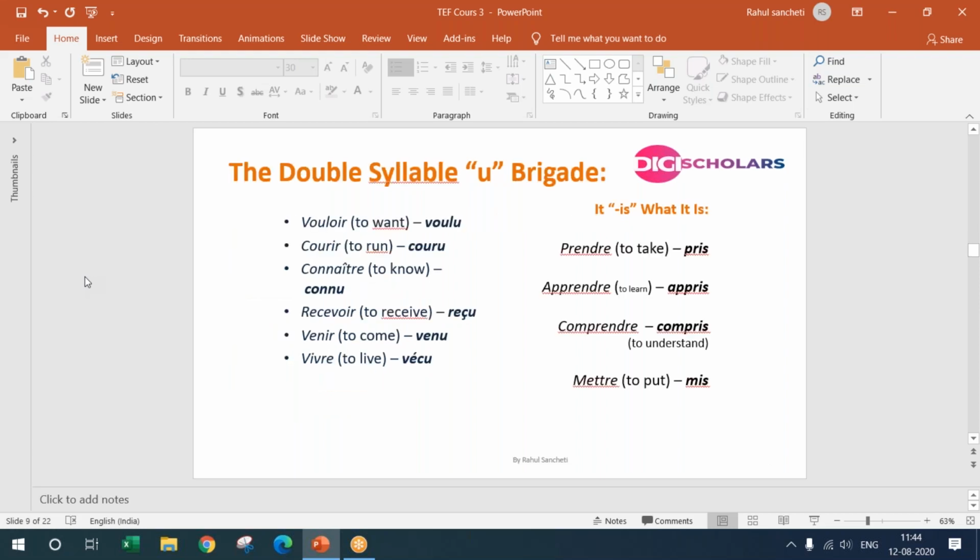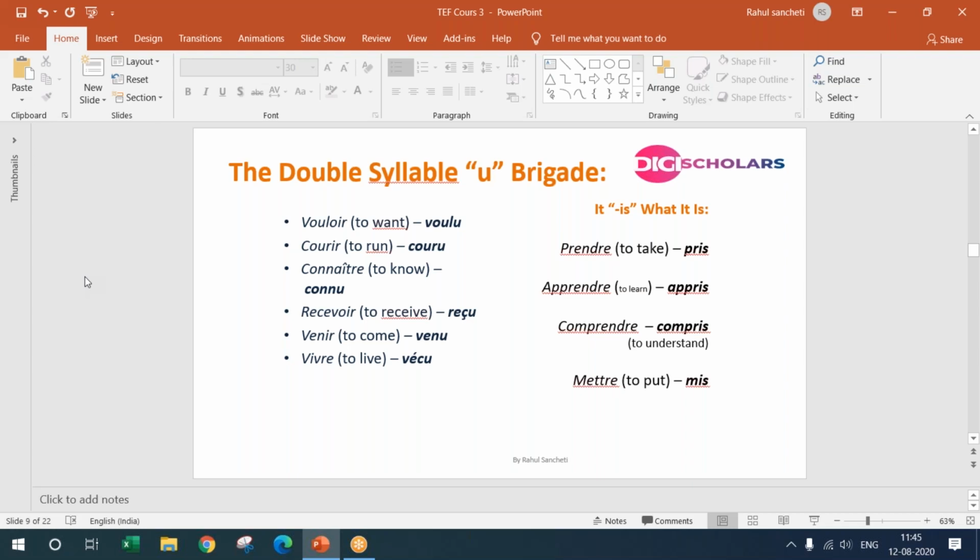Okay. Now we'll go on to the second one, that is the double syllable U group. So here you see vouloir, courir, connaître, recevoir, venir, vivre. All of these are very important verbs. When I say I want a cup of tea, you would use vouloir. I run for the college, I run for the bus, I run to catch a train, you say courir. I know, what to do is connaître. I receive money from my dad, recevoir.